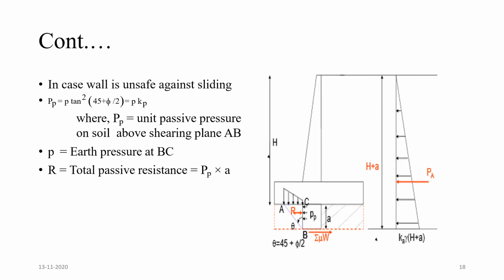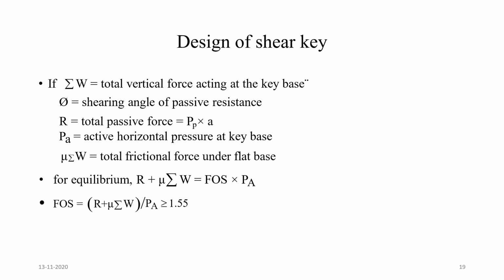In case the wall is unsafe against sliding, Pp equal to P tan square (45 plus phi by 2), that is P Kp, and Pp is the unit passive pressure on soil above the shearing plane. P is the earth pressure at BC, at the boundary condition BC, and R is the total passive earth pressure that can be calculated by Pp into A.